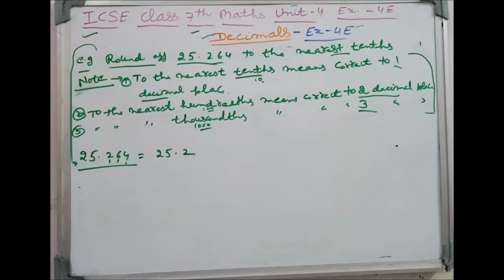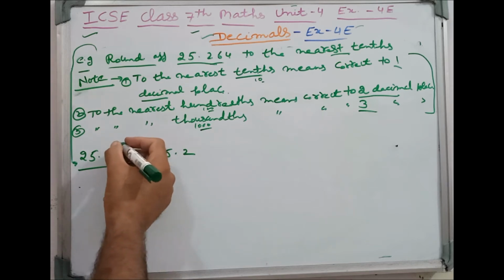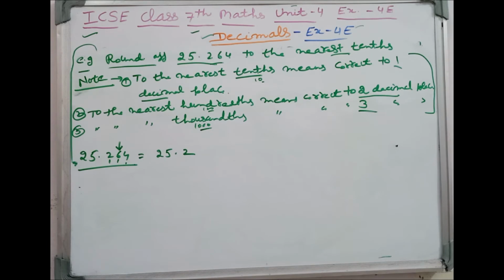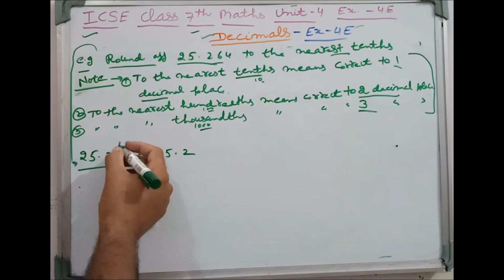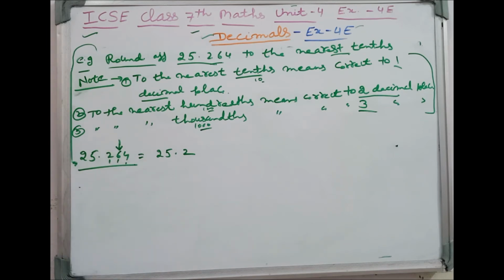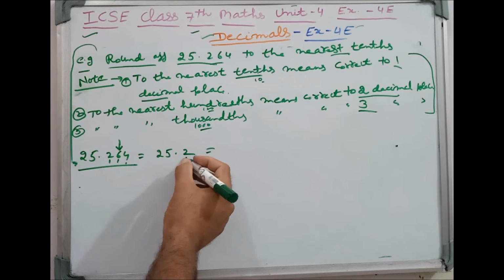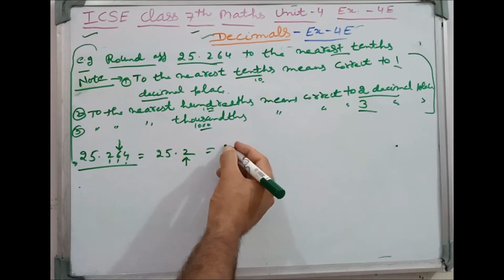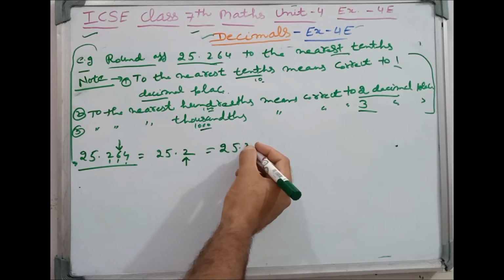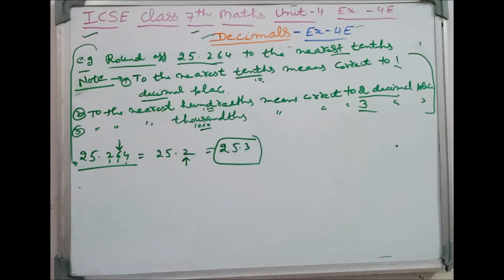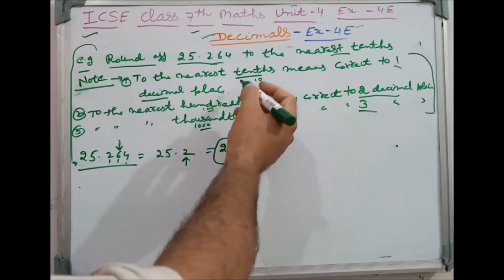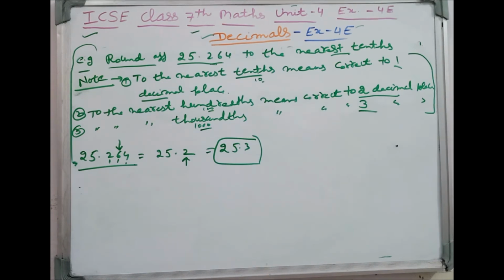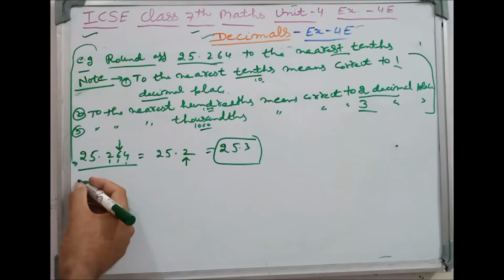See now the next place. The next place is 6. See whether it is more or less than 5. It is more than 5. So we will add 1 to our tenths place. So this will become 25.3. So this number has been rounded off to the nearest tenth. Right? Take another example.